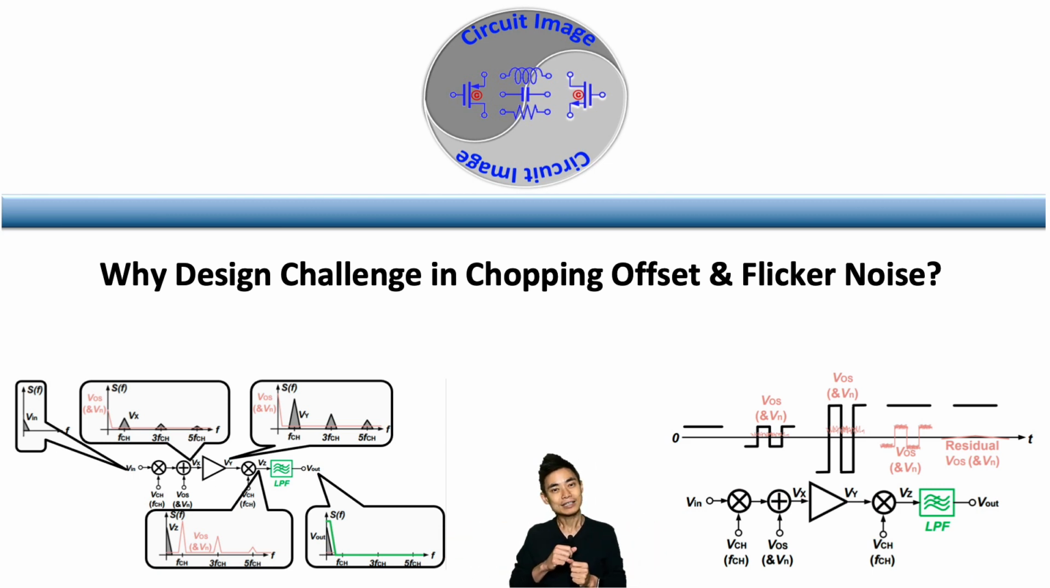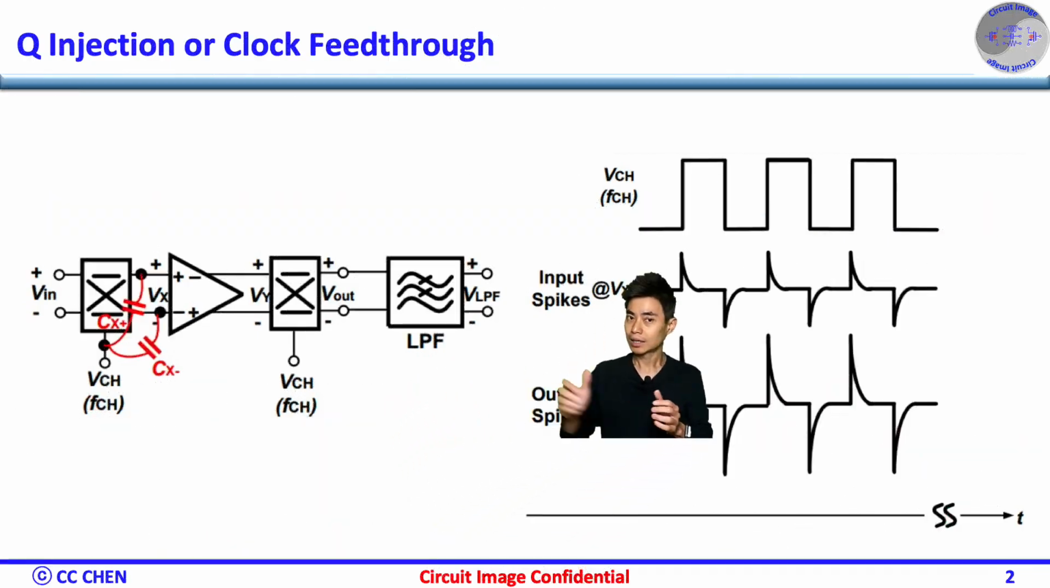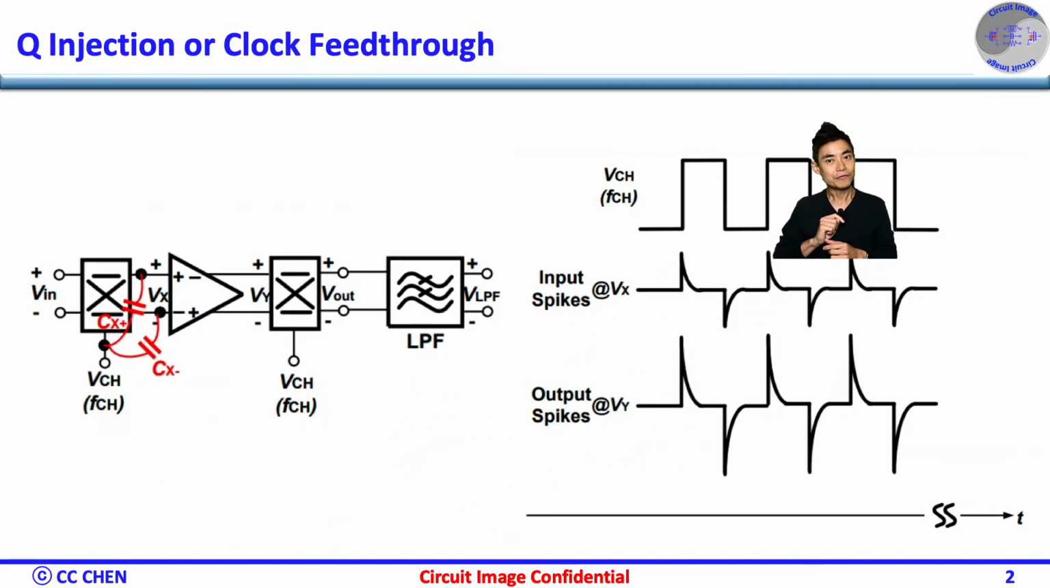Of course not, and we are discussing why design challenges in chopping offset and flicker noise. So think about the impairment images of the chopping switches for 5 seconds. Correct. First and foremost is the chopping clock.